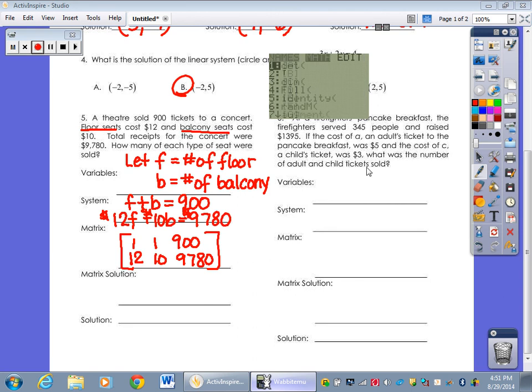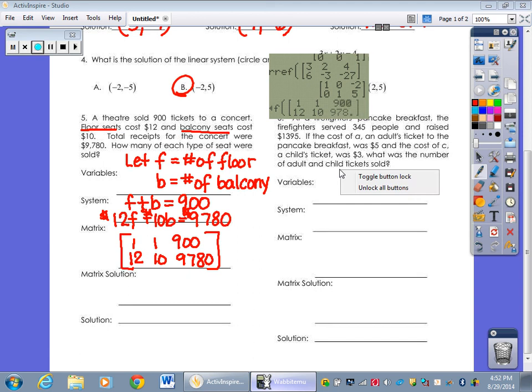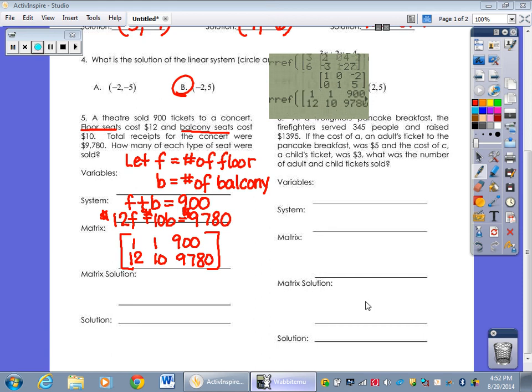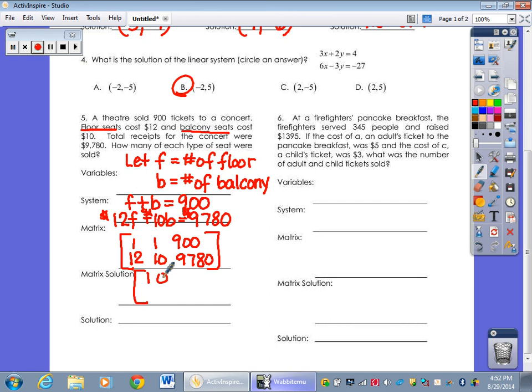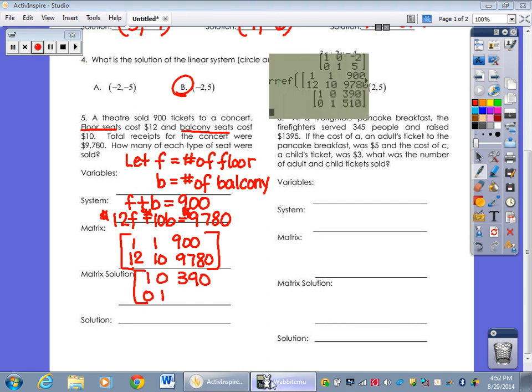So second x to the negative 1. Alpha zoom. We're going to do 1, 1, 900, 12, 10, and 9780. So 1, 0, 0, 1 tells us that we have 390 and 510.